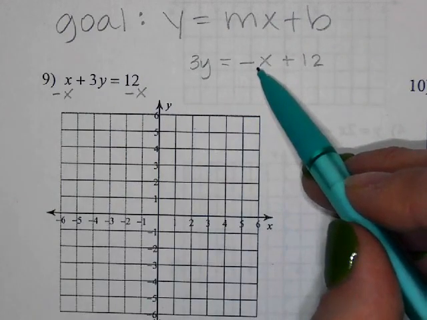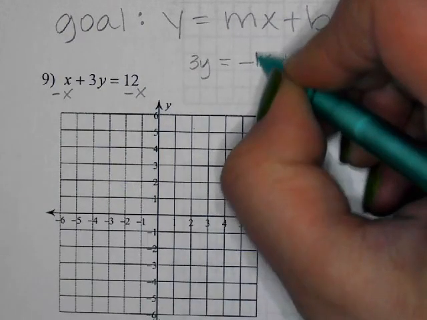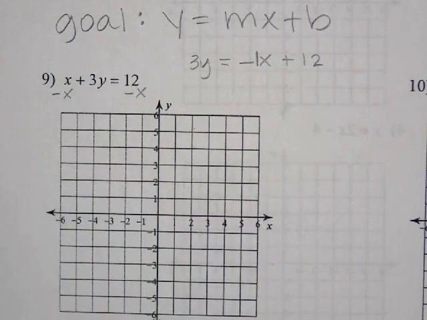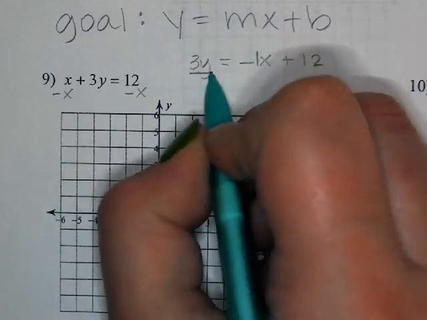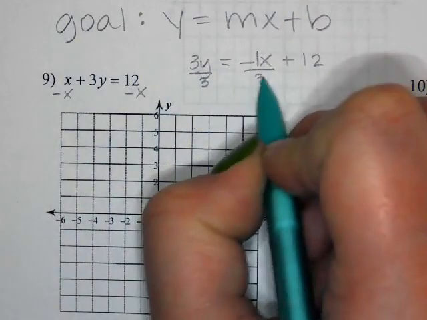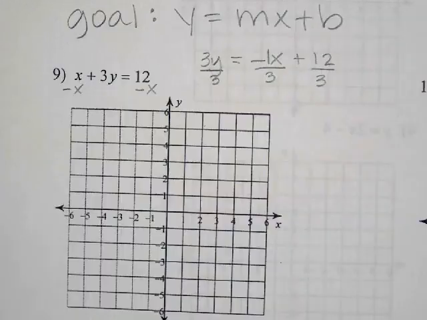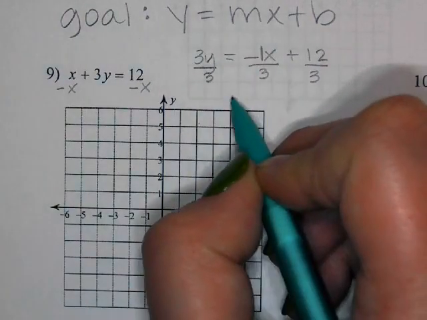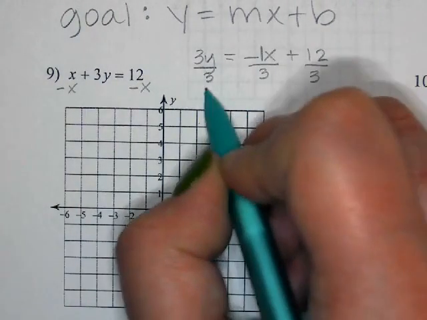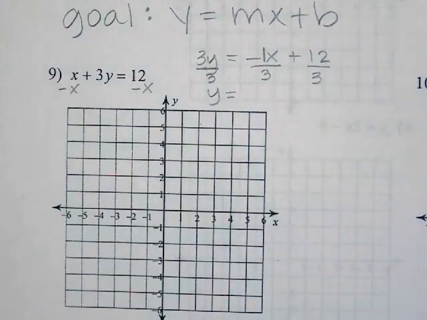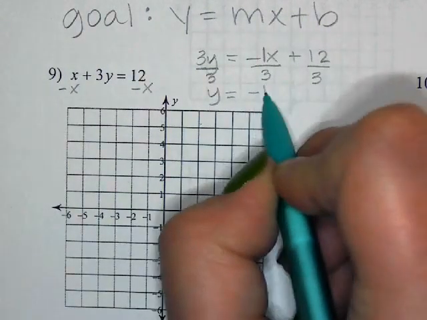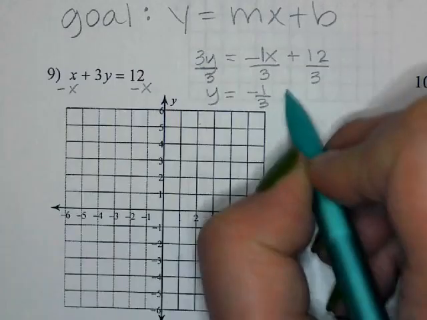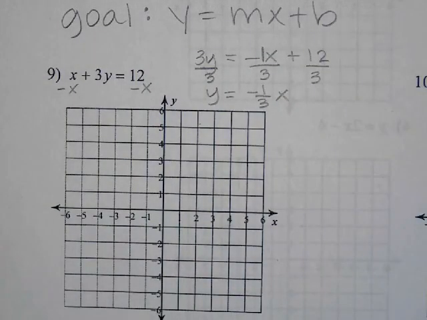All right, so how do I get the y alone? Divide by 3. Okay. So what do I have now? Y equals negative 1/3, yeah, negative 1/3 is my slope, x plus 4. Okay, that one's ready to graph.